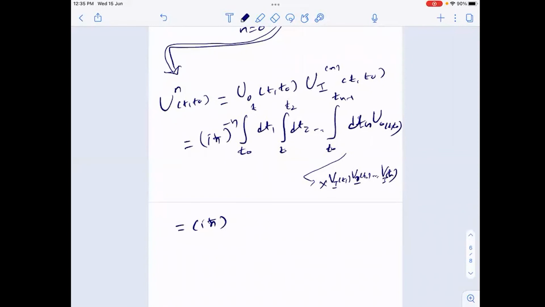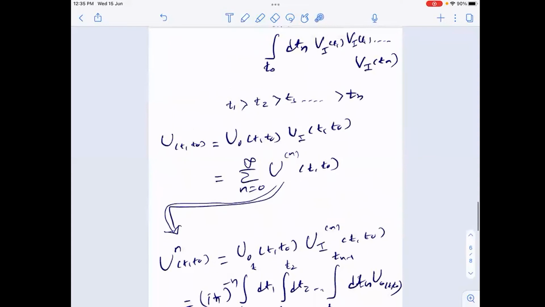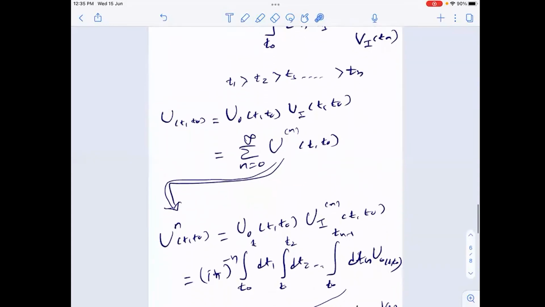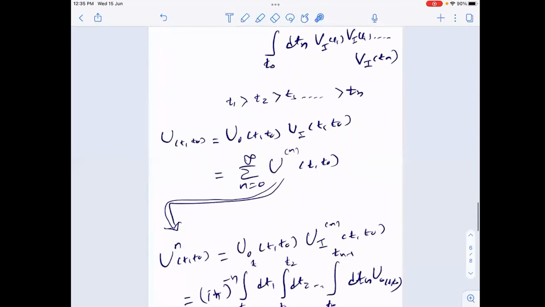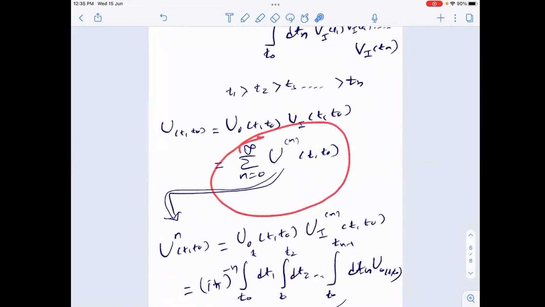Okay. Sir, one doubt, sir. One minute, we need to check. Yes, go ahead. So in the above equation you have written U(t,t0) as this multiplied by UI. How do you justify the next equation, that it will be U naught multiplied by UI of that? Why doesn't U naught have a subscript of n? Why is it the same for all? That's my question.